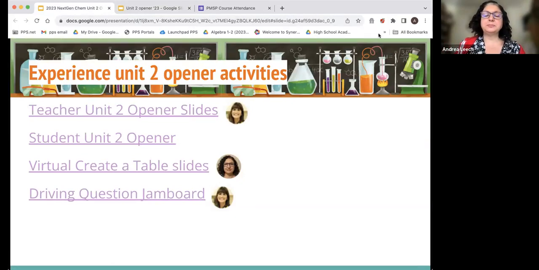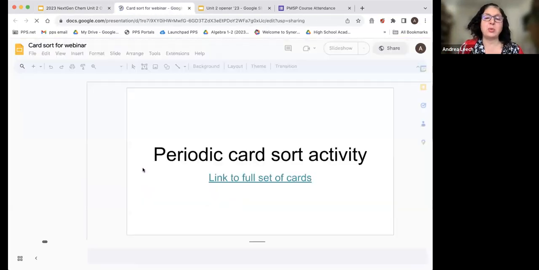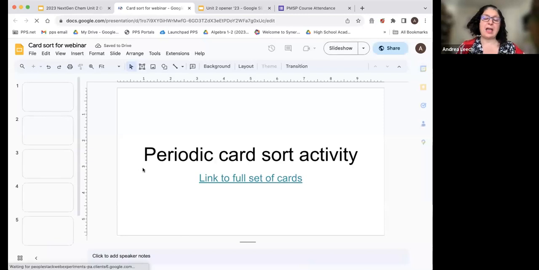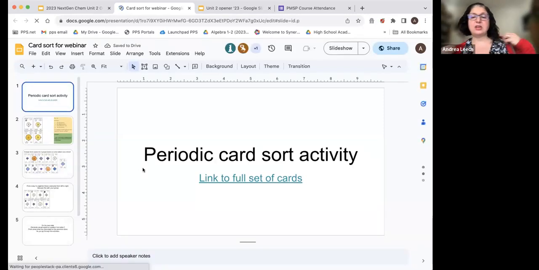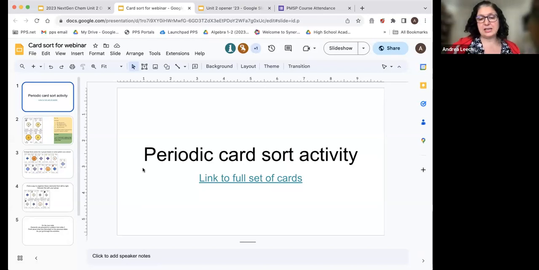So here on the Unit 2, once we get through that, here's the virtual slideshows. We have students take these cards, and I'm going to go into the slideshow, and we have them sort these cards into a periodic table. Now, what we're going to do here online is a slightly different version of the activity than what you would want to do in person.